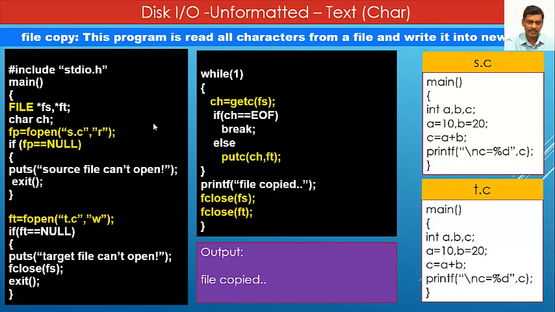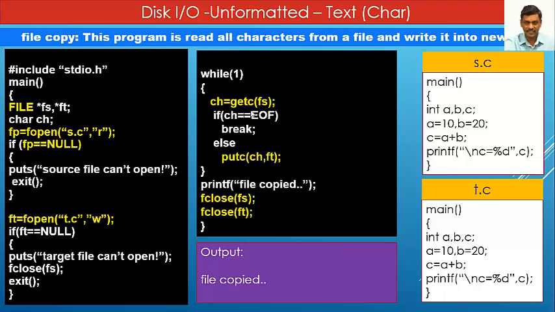disk, then it makes a stream. It allocates some RAM memory, and it makes a stream between RAM memory and hard disk. That address is stored in Fs. This is a typing error, Fs. Here we see ch equal to getc of Fs, it gets one character from that file.